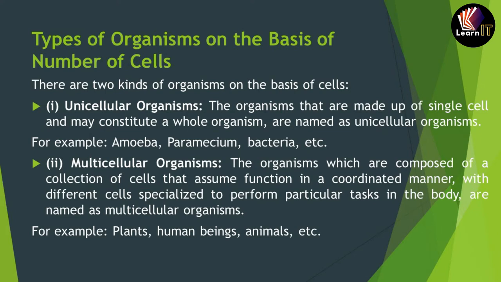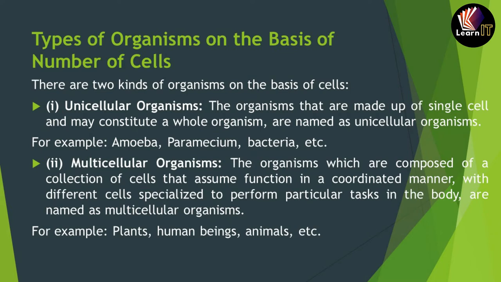And the second type is multicellular. As the name suggests, multi means many. The organisms which are composed of a collection of cells that function in a coordinated manner, with different cells specialized to perform particular tasks in the body, are named multicellular organisms. Let me clear it up: organisms made up of different kinds of cells are termed multicellular. For example, in the human body, our brain cells are different, and the cells in our liver, lungs or skin all function differently.